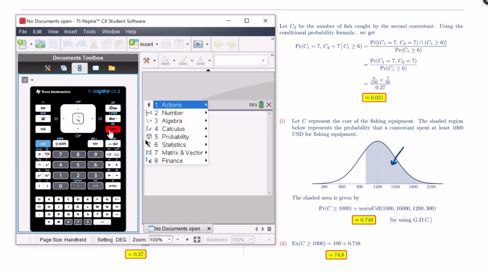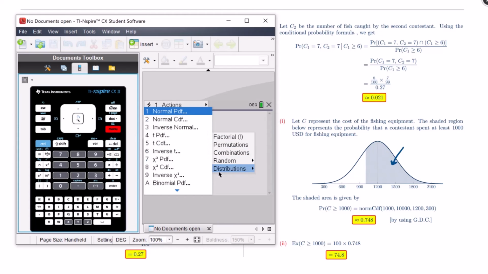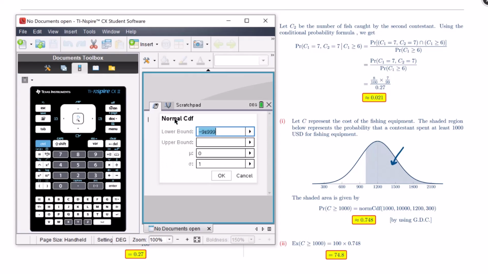We go menu, number 5, probability, number 5 again, distributions. For normal distribution questions, we either use number 2, normal CDF, which is when we want to find the area of a shaded region, the area under a curve, or we use inverse normal, which is when we have the area and we want to find the value on the horizontal axis. For this question, we want to find the area, so we're going to use normal CDF.